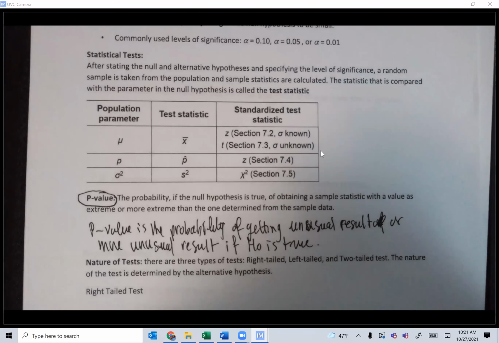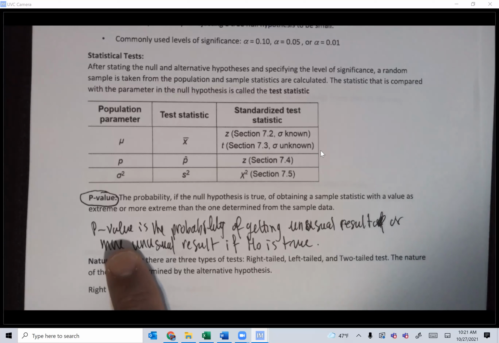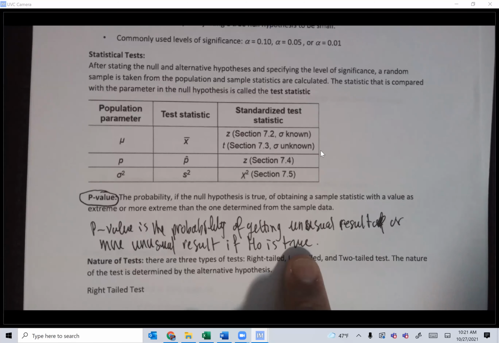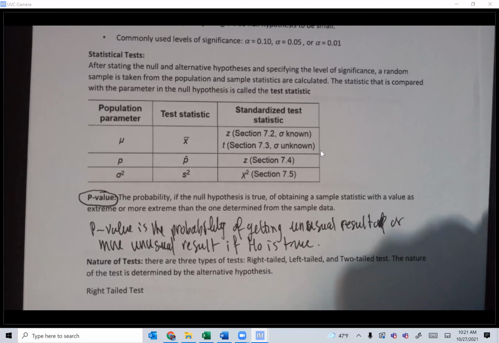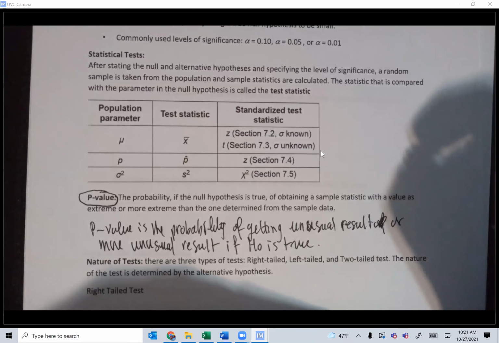So after watching those two videos about the p-value, this is what we get as a definition of the p-value. The p-value is the probability of getting unusual results or more unusual results if H0 is true. If the p-value is low, H0 has to go, and I'm going to write the conclusion right here, which we're going to see actually later also.